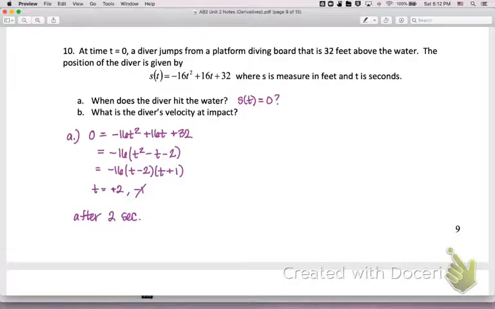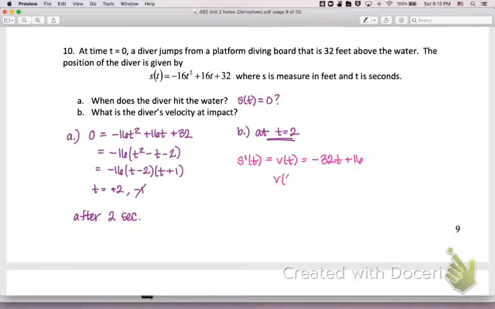So 2 seconds is when the diver hits the water, 2 seconds after diving off the board. Now, let's think about the second part here, which involves some calculus. If we know the position function, the question is, what is the diver's velocity at impact? Well, we know now that impact happens at t equals 2. That's what we figured out in part A. So to find the diver's velocity, we know that s prime of t is equal to v of t. So the derivative of this function is going to be negative 32t plus 16.